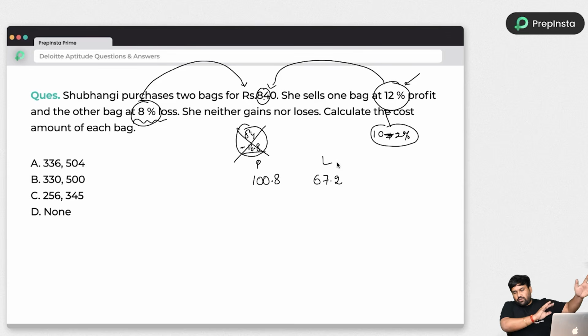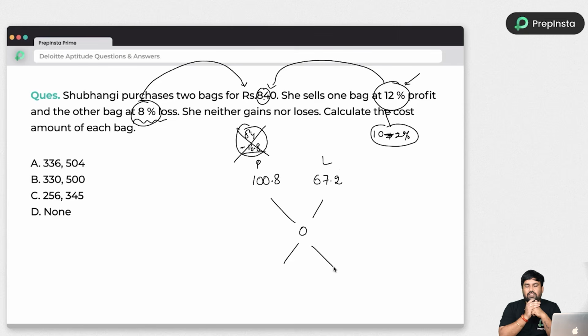If you sell all bags at 12% profit, you will get 100 rupees and 80 paisa. And if you sell at 8% loss, you will get a 67.2 rupee loss. But overall, they are getting 0%, which is nothing but no loss, no profit. So they remain with the same 840 rupees only. No loss, no profit means 0 is the resultant. Then what is the ratio of the cost of the bags? Simple cross differences.